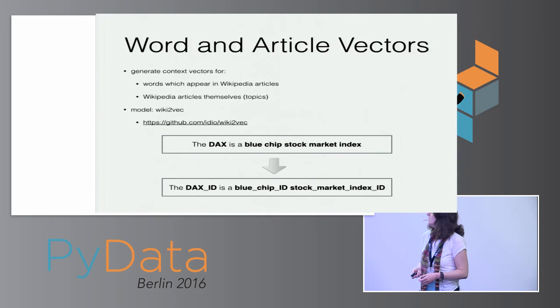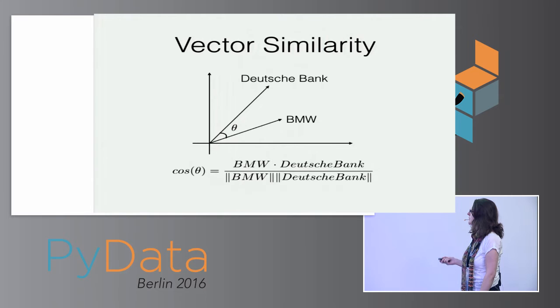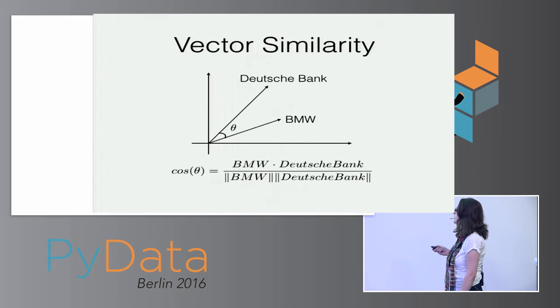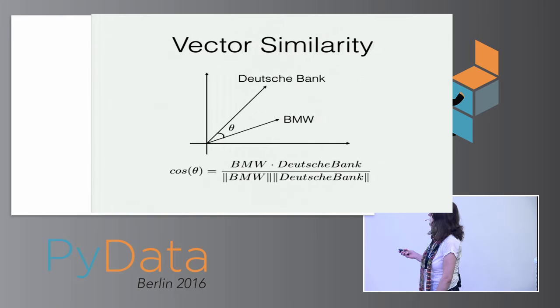And then in order to obtain our similarity, what we are going to do is apply cosine similarity. So we have our concepts here, let's say Deutsche Bank and BMW, and we're going to compute a cosine similarity between these two concepts now that we have the vectorized representation. So everything's straightforward so far.